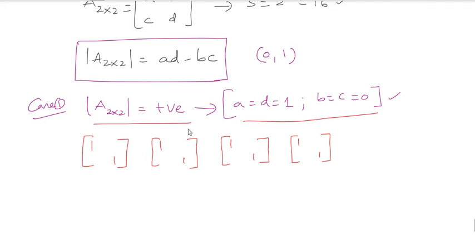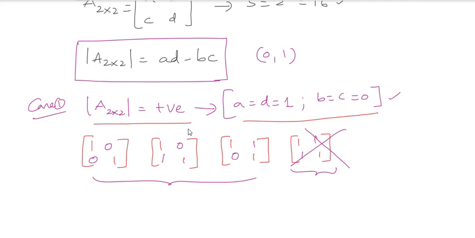Now if I take B and C, either 0 or 1. First case, both are 0. Then 0 and 1. Then 1 and 0. Then the 1 and 1 case. If you take this last case, the determinant is 0, but it is not required for us. So hence only these 3 cases.